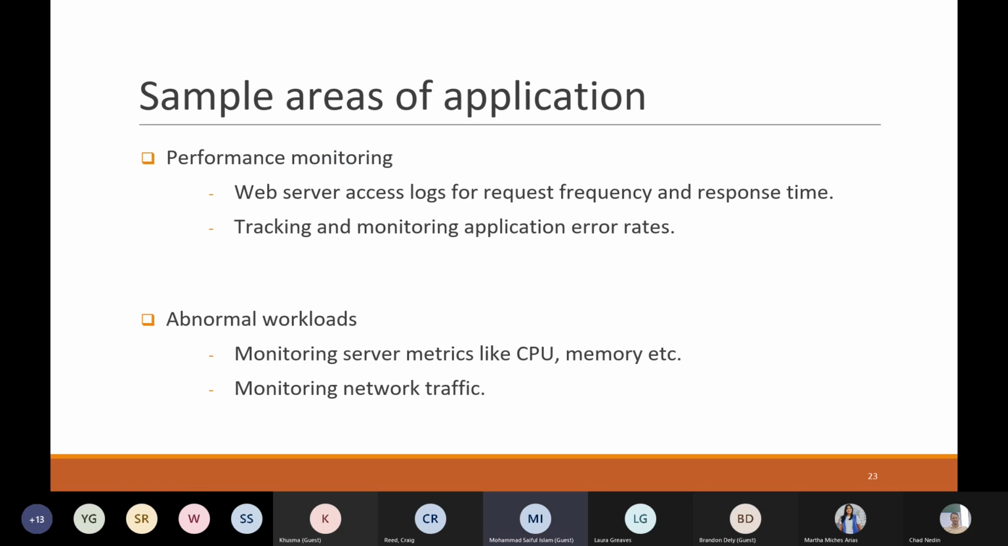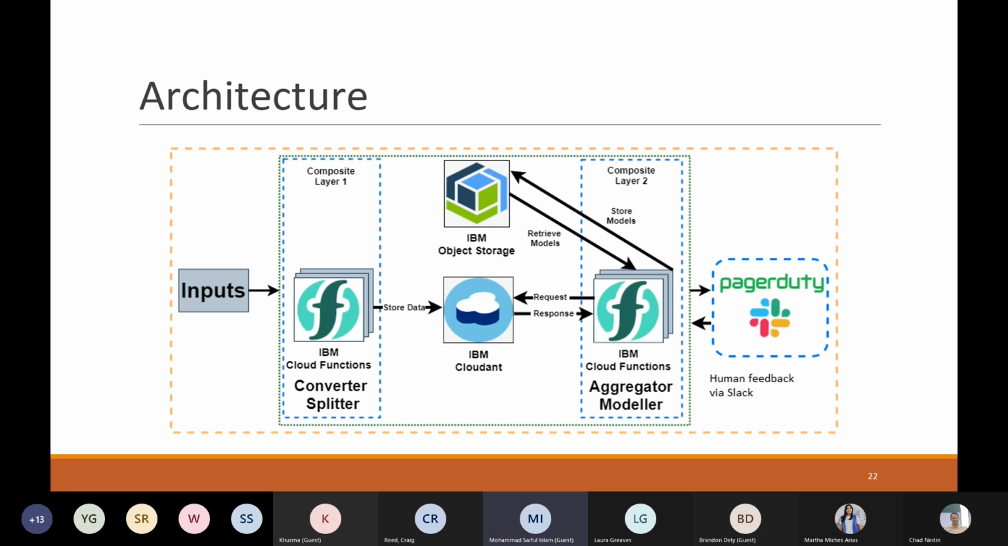Now, the simple areas of application, almost off the shelf, can be performance monitoring or abnormal workload monitoring. It could be CPU memory utilization or monitoring network traffic. For those cases, this solution can almost be readily available because we have analyzed all those to have this solution architecture that I showed.